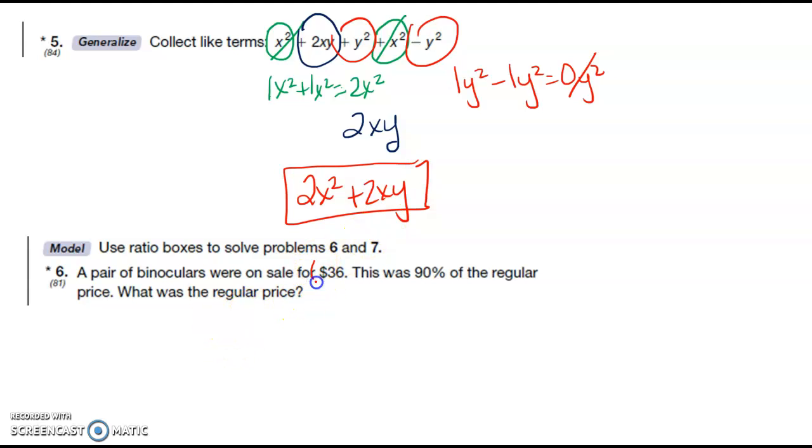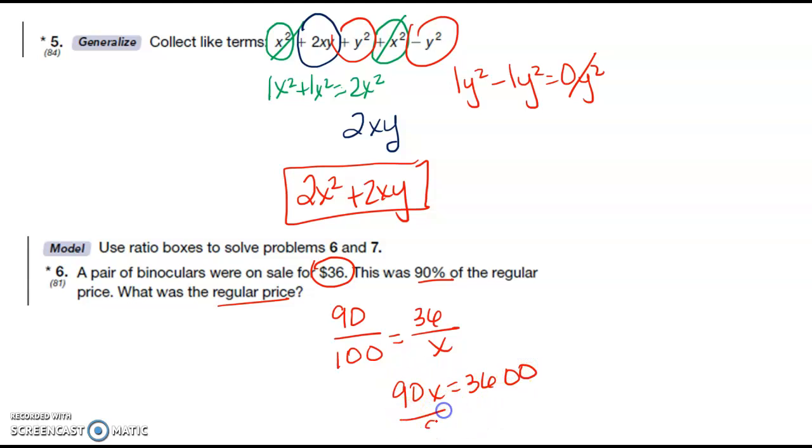A pair of binoculars were on sale for $36. This is 90% of the regular price. What was the regular price? So if that was 90% or 90 per 100 of the regular price, X will be our regular price. So we'll cross multiply and divide. And I get X is equal to $40.